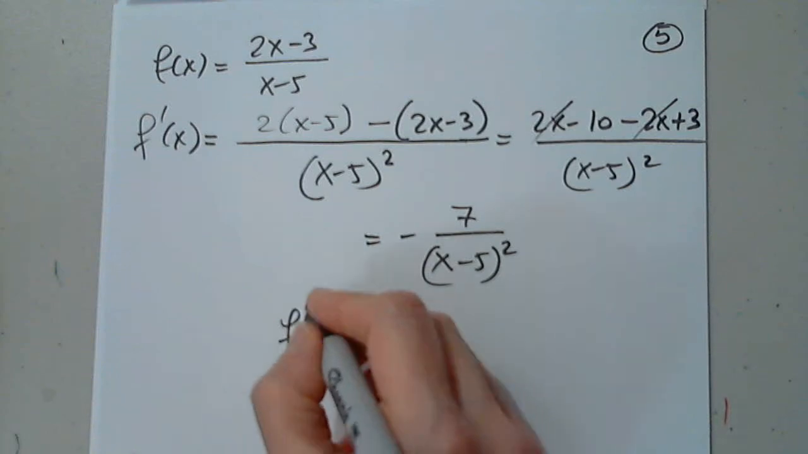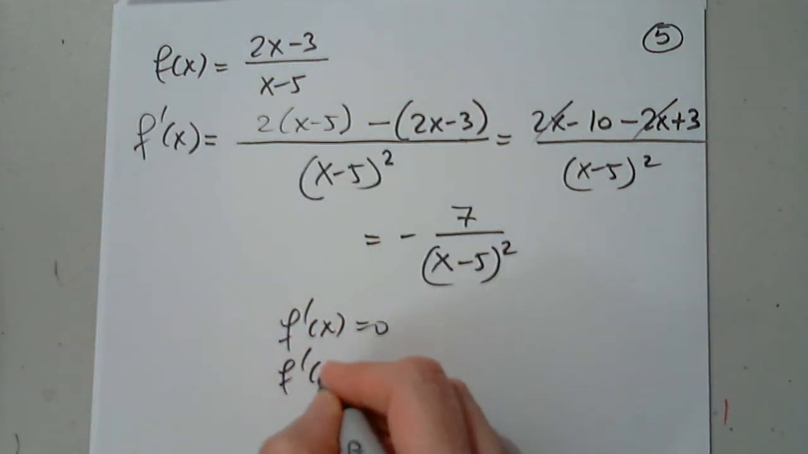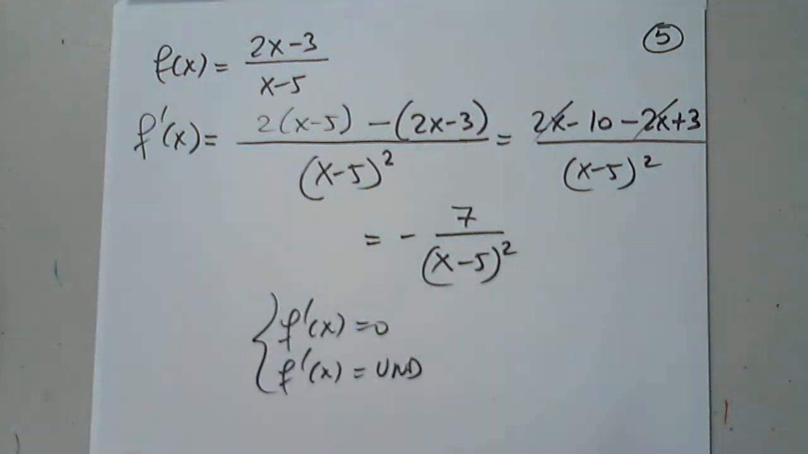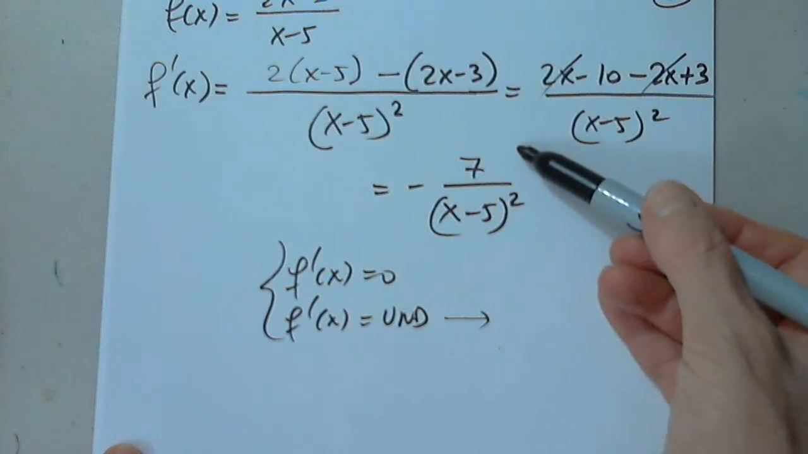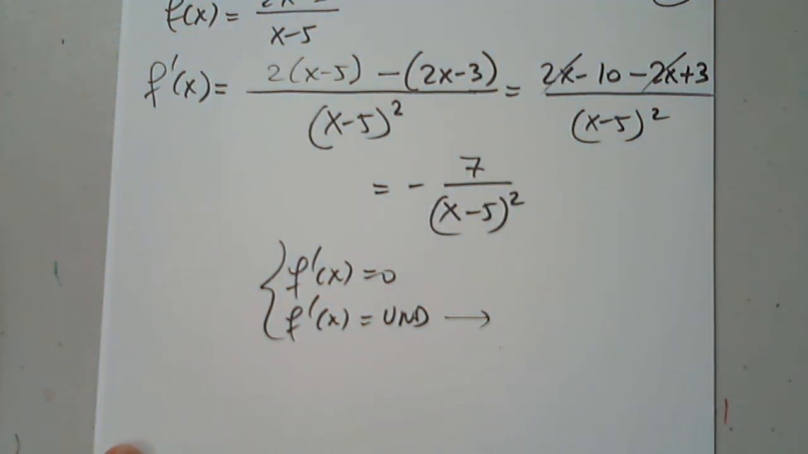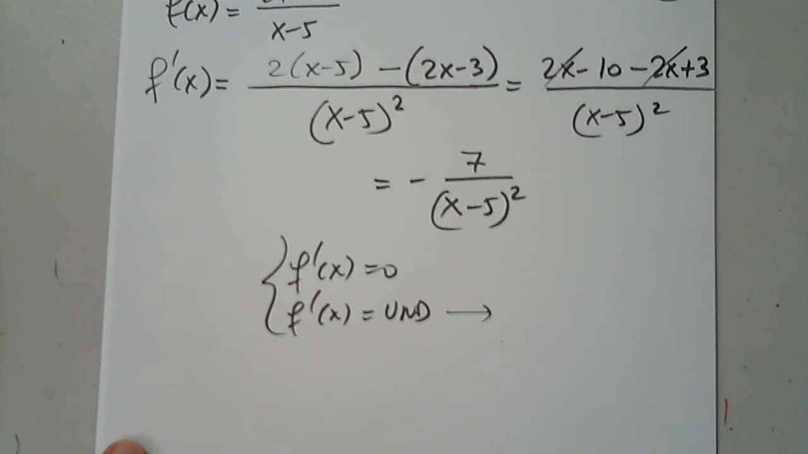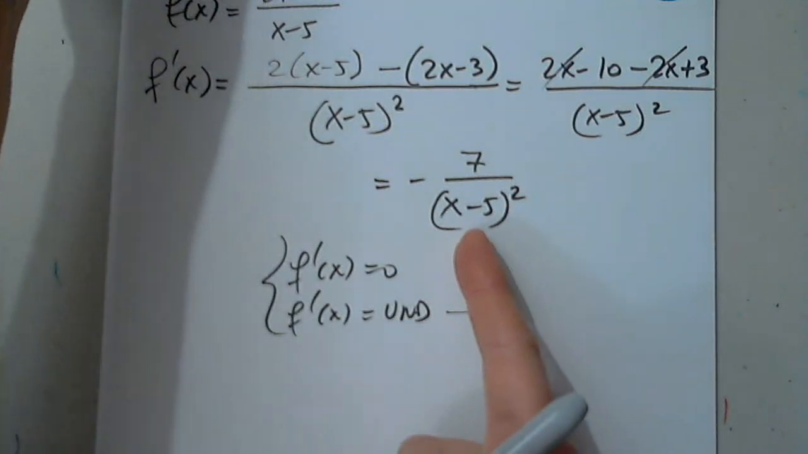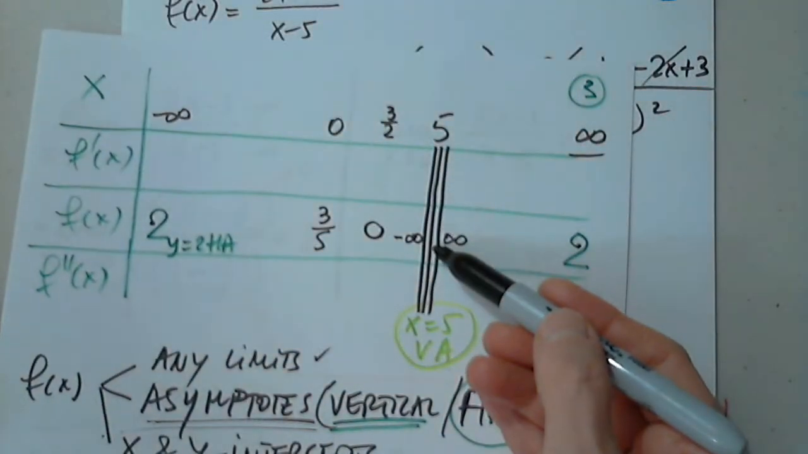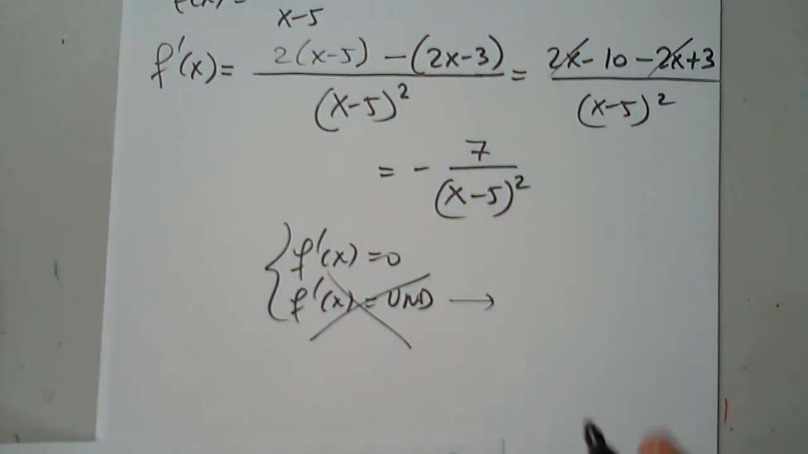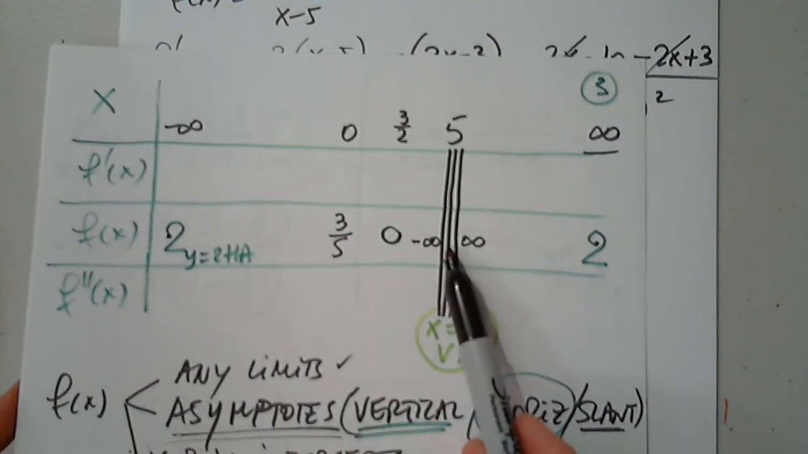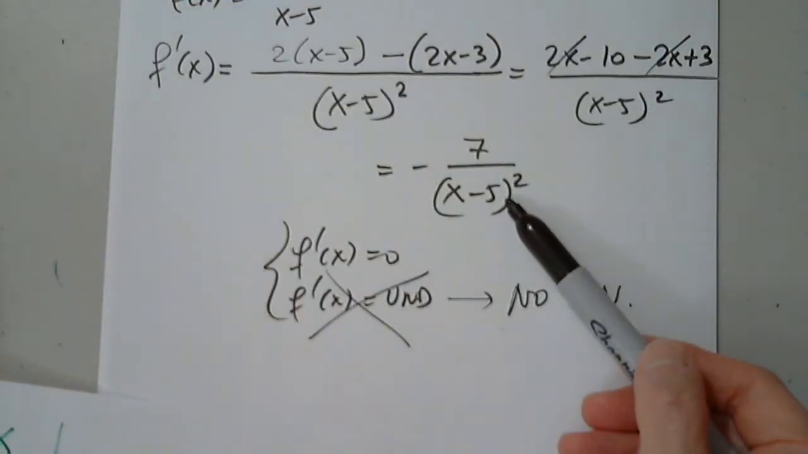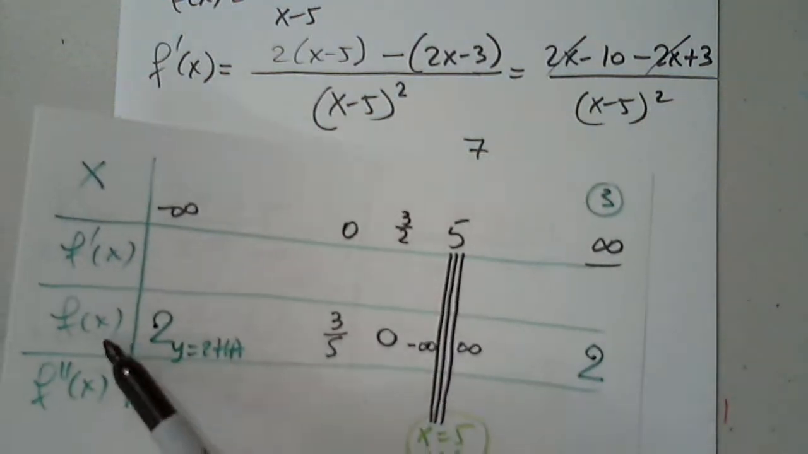What about critical numbers? F prime of x equals 0 and f prime of x is undefined. Let's start with this. Is this function ever undefined? Yes. When? When the denominator is 0. Yeah, excellent. But so is the function. So no critical number. Because it's undefined at 5, but so is the function. If it's a critical number, it is undefined, but the function exists there, but the function does not.